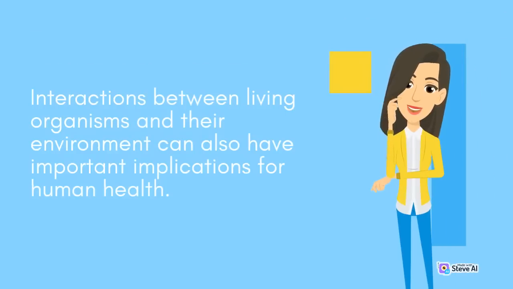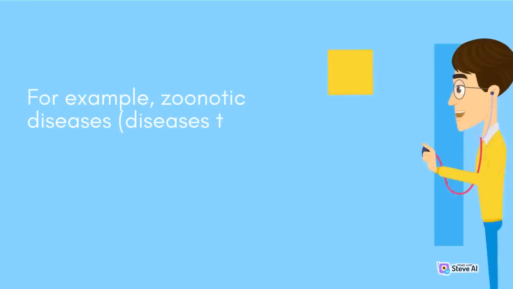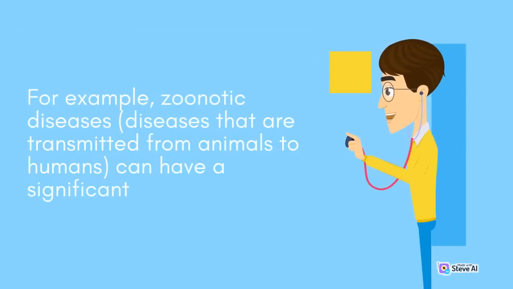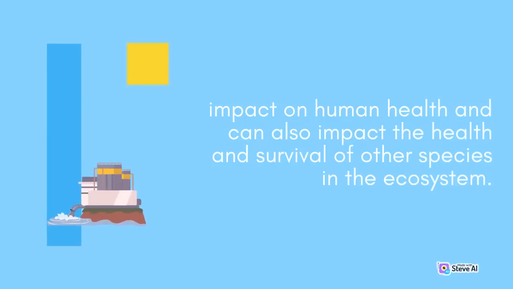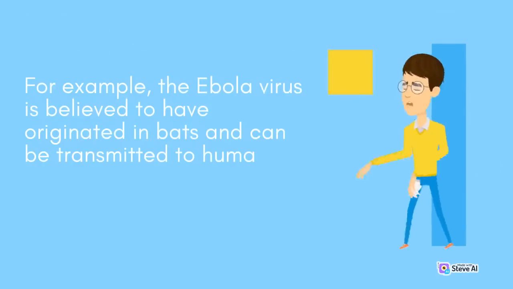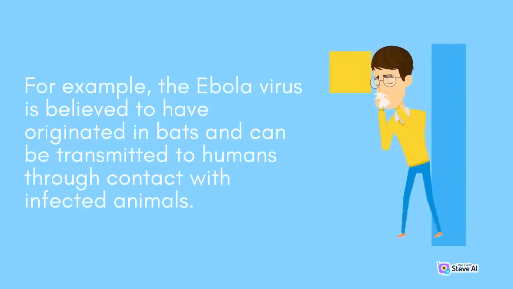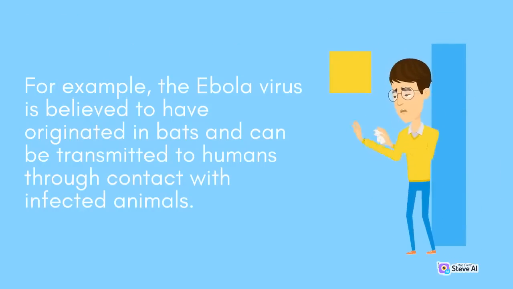Interactions between living organisms and their environment can also have important implications for human health. For example, zoonotic diseases, diseases that are transmitted from animals to humans, can have a significant impact on human health and can also impact the health and survival of other species in the ecosystem. For example, the Ebola virus is believed to have originated in bats and can be transmitted to humans through contact with infected animals.